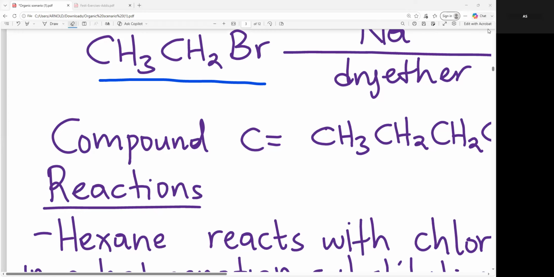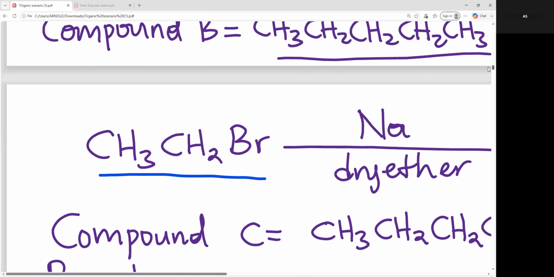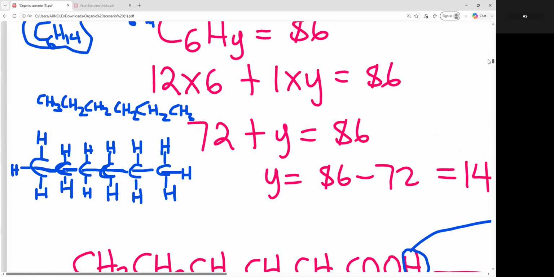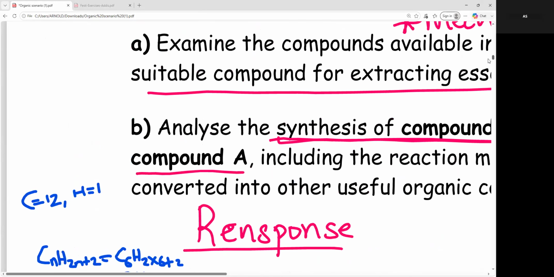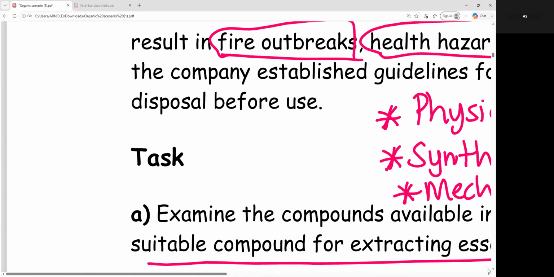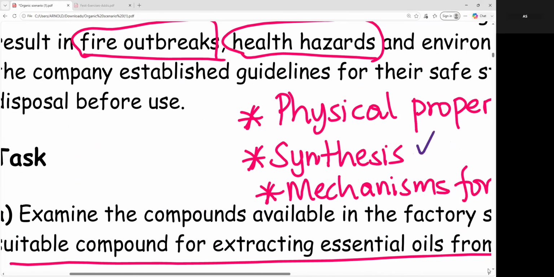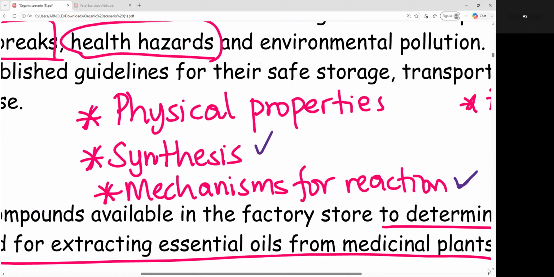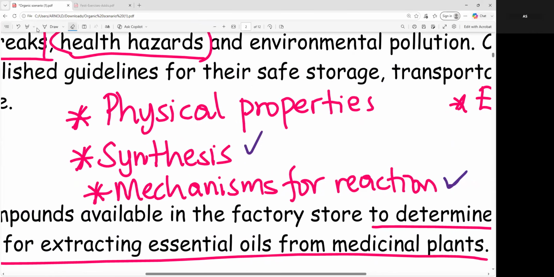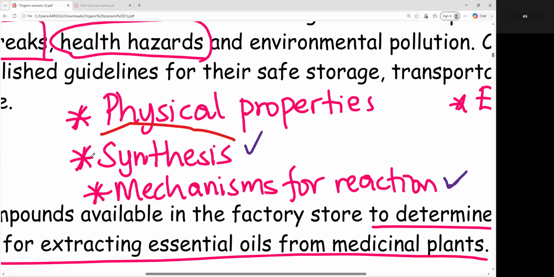Now that we know all the compounds that have been formed, don't forget our structure. We are following this structure. And what have I so far done? I have covered synthesis. I have explained how compound B is synthesized and also how compound C is synthesized. That is done.